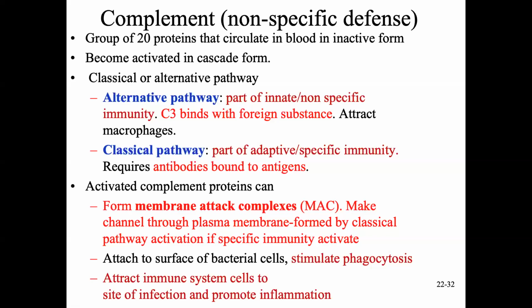So there needs to be a little bit more specificity to activate the classical pathway, right? You need to have immune memory. You need antibodies that recognize your invading pathogen. Only then can you activate the classical pathway and then puncture little holes into the invading pathogen. Now, the other pathway, you don't need that previous response, right? You don't need that vaccination. You don't need to have a previous infection, right? An alternative pathway is part of our innate non-specific immunity.